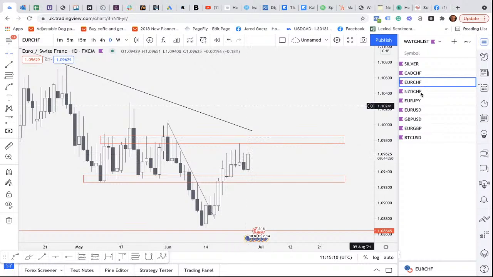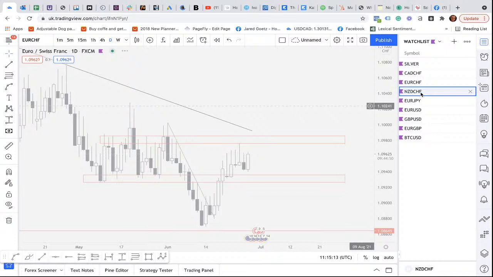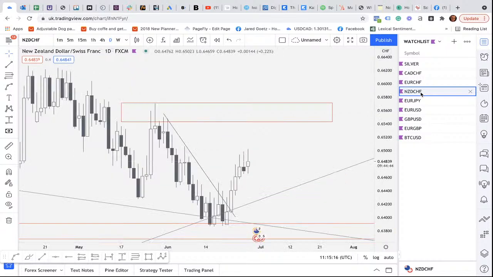NZD CHF. Because we are typically in a New Zealand pair already, we're going to miss this one out. It doesn't really look like it's doing too much movement, nothing too exciting.